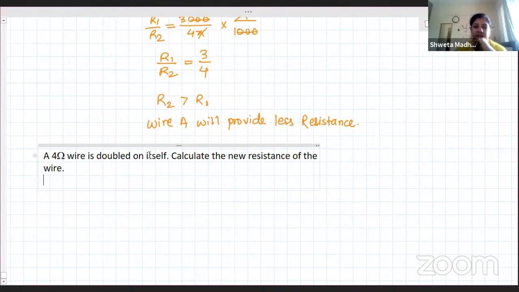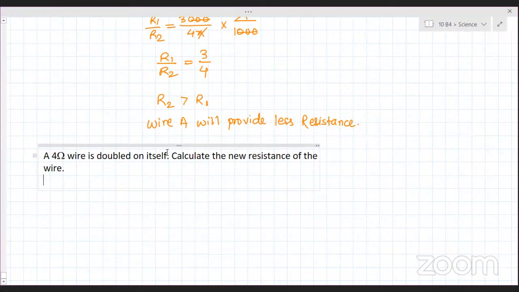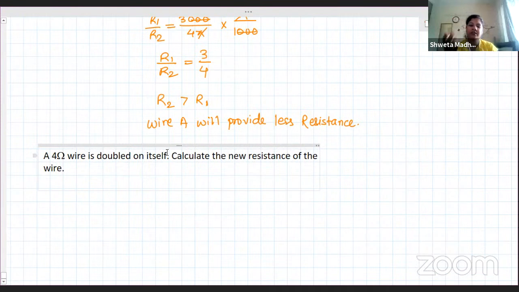Next is a 4 ohm wire is doubled on itself. Doubled, that means folded. Doubled means it is this wire folded. If we compare this as a wire of length L, it is doubled, that means it is folded above each other. Doubled means doubled on itself, on the same wire. That means it is folded.